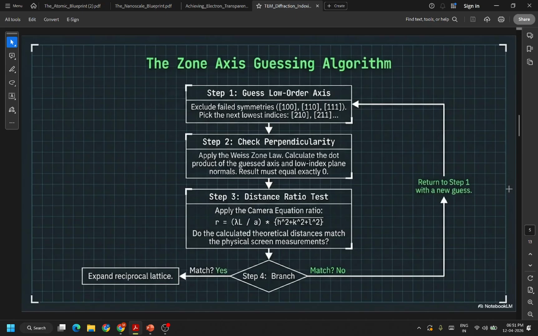After that, we apply the camera equation ratio, that is R equals lambda L by a into square root of h square plus k square plus l square, and check whether the calculated theoretical distances match the physical screen measurements. If they match, then we have got the reciprocal lattice and we can expand further. If it doesn't match, we come back to step 1 with the next guess and then continue checking.